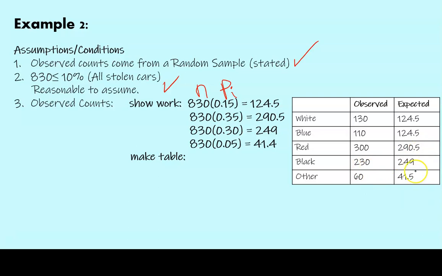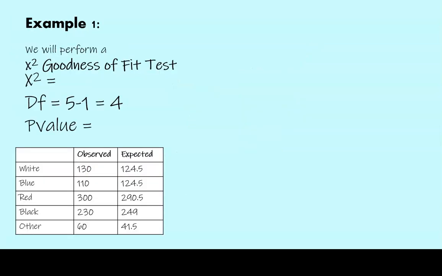Oh, and it looks like I have a typo here in one place or the other. Probably this one. All right. There we go. So are all the expected counts greater than or equal to 5? Absolutely. So we will perform a chi-squared goodness of fit test. That's the name of our test. We need the test statistic with the degrees of freedom and to obtain the p-value. Now again, we've got 1, 2, 3, 4, 5 different categories. So that's why the degrees of freedom is 5 minus 1.